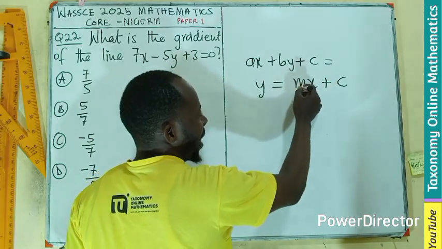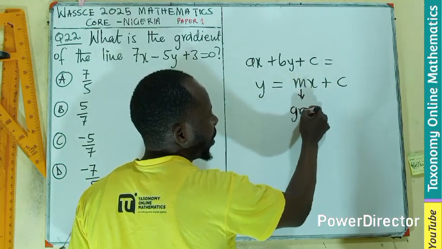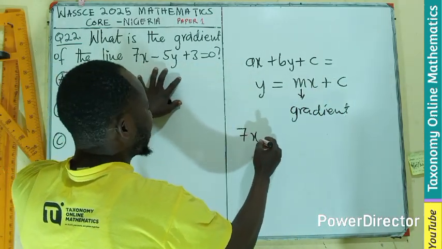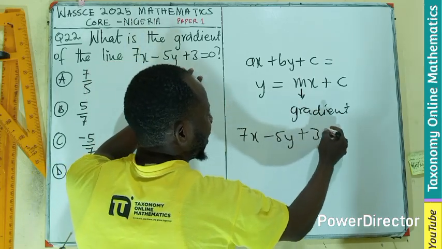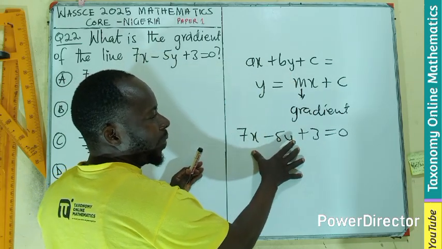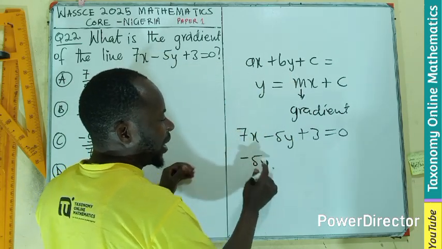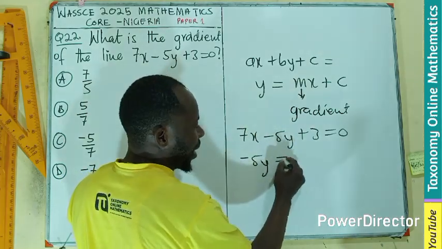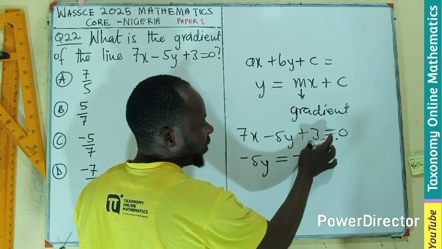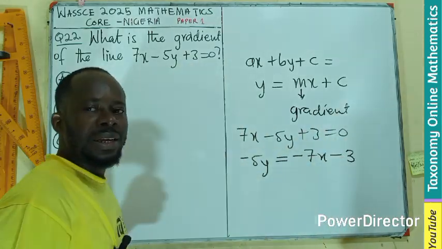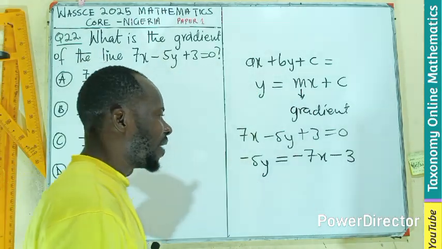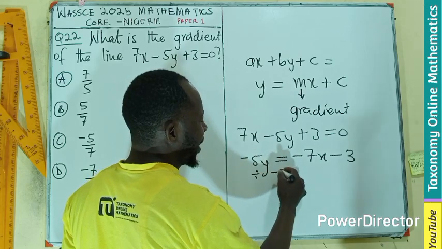So the number in front of the x is what we are calling the gradient. If I have 7x minus 5y plus 3 equals 0, I just need to make y the subject by keeping the y as in minus 5y, transposing all other terms to the other side of the equal sign. So this becomes negative 7x, positive becomes negative 3. And bear in mind, y should have a coefficient of 1, and we have negative 5 here, so we divide both sides by negative 5.